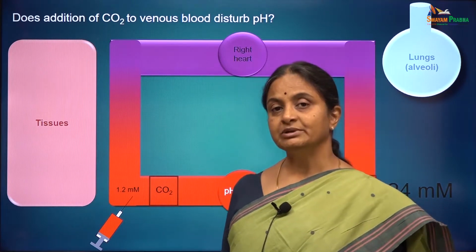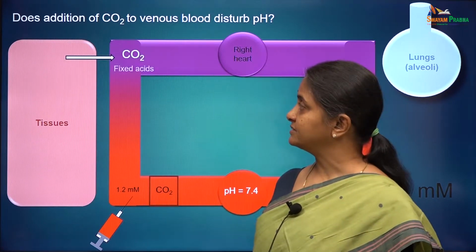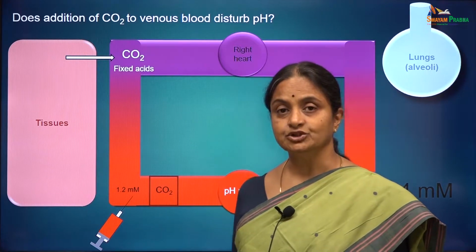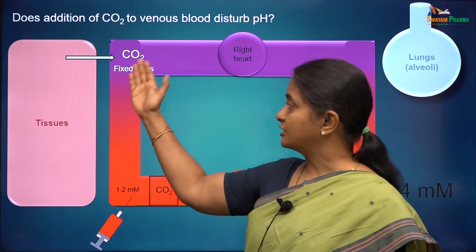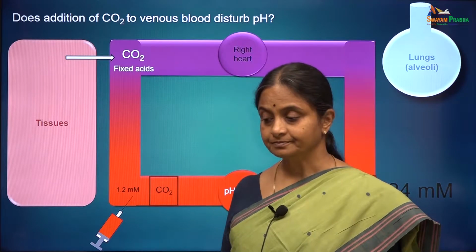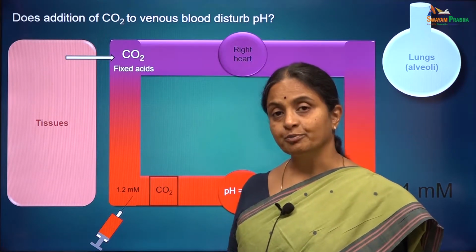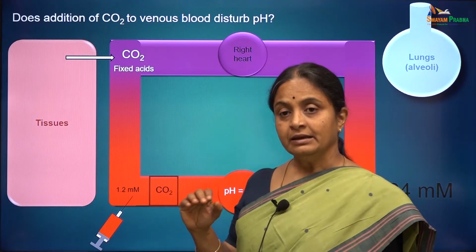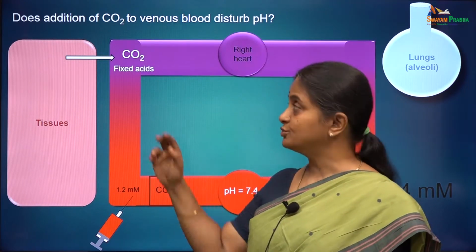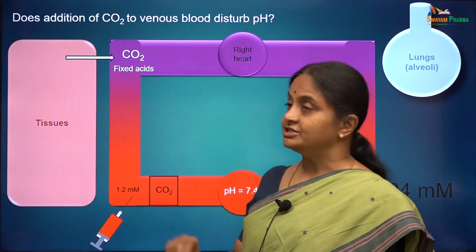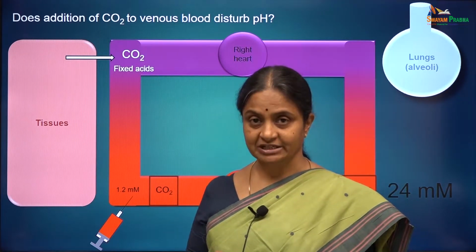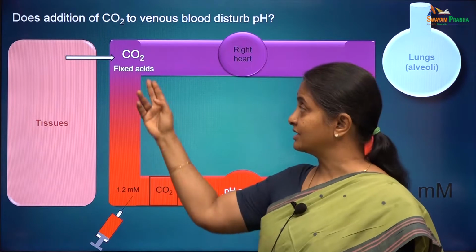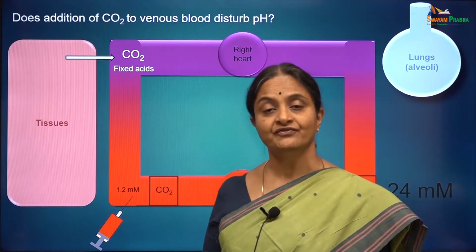In this session, we will take up the question, what happens with addition of acids to blood as it courses through tissues? The major output from tissues into venous blood is carbon dioxide. In this session, we will consider issues that arise due to addition of carbon dioxide to venous blood, and in the next session, we will consider what happens due to addition of fixed acids.